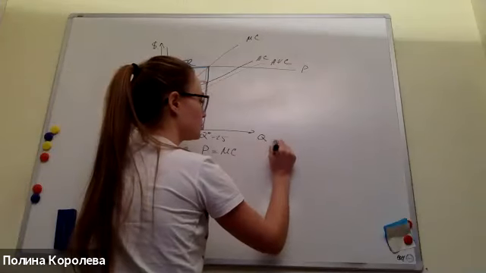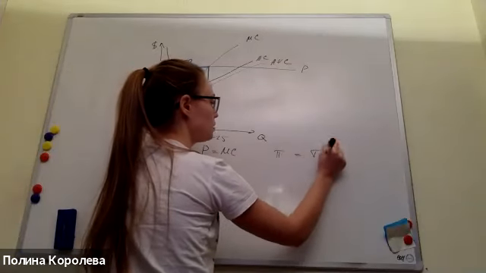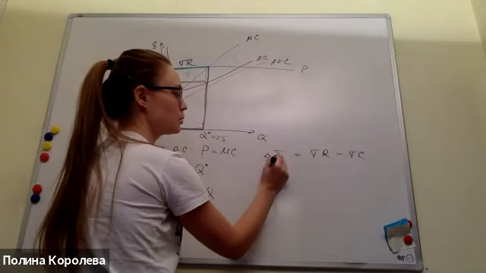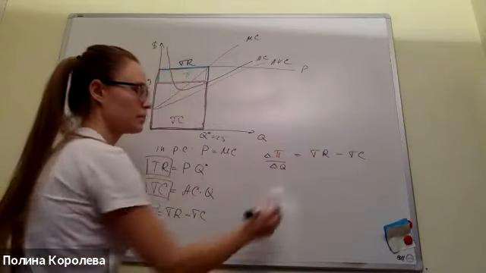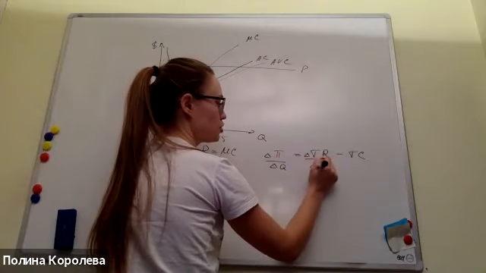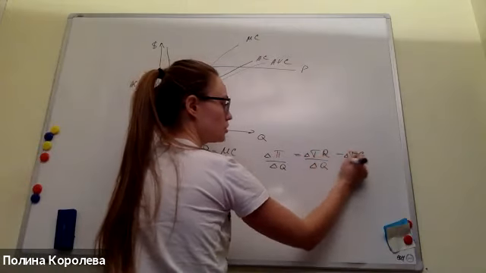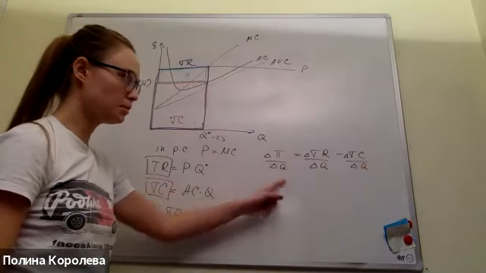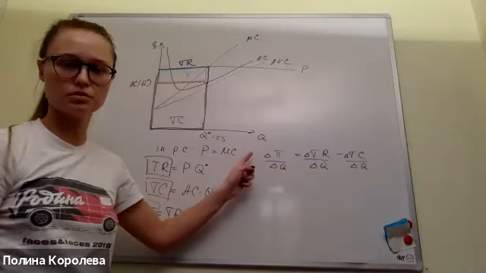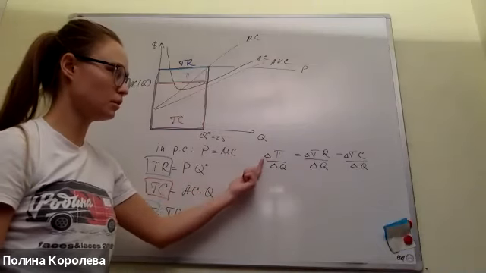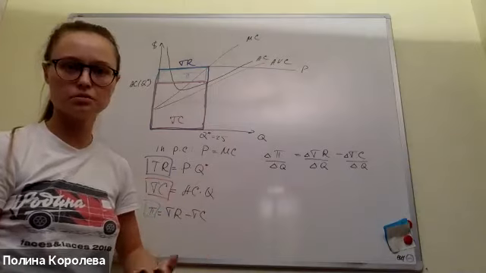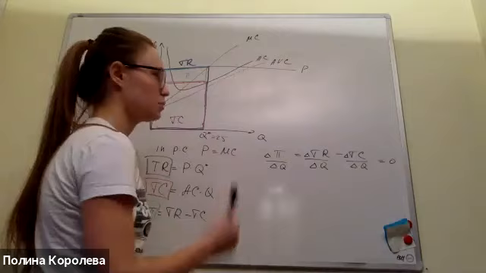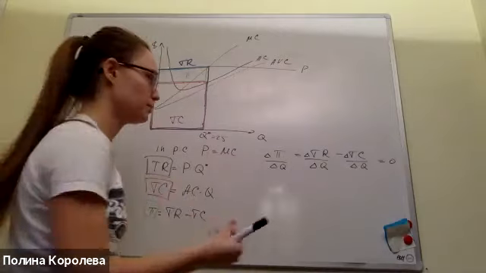Let's see one more time. Profit is total revenue minus total costs. Take the change in profit when we change the quantity. It is the change in total revenue when we change the quantity minus the change in total cost when we change the quantity. We stop increasing profit when this change equals zero. In this situation, we stop. So this should be equal to zero. From here, we will find the quantity that we want to sell.